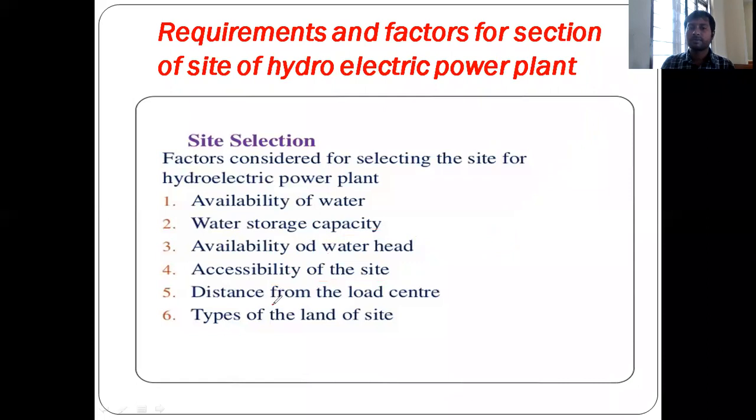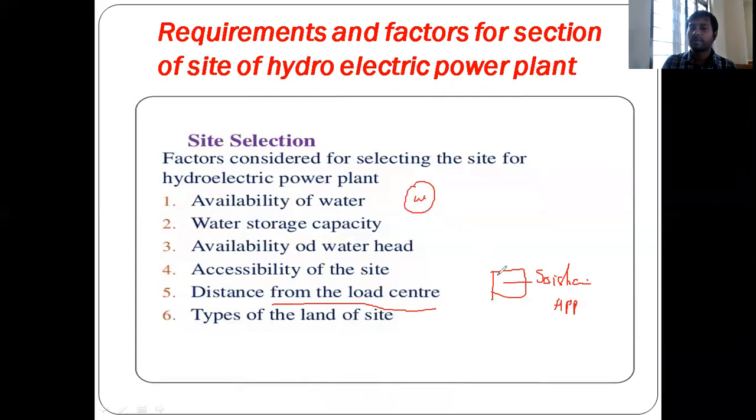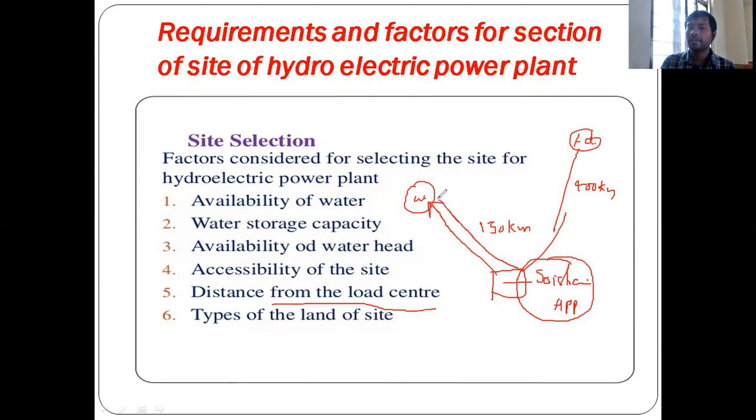And the next one is distance from the load centers. For example, this is Srisailam hydro power plant, and here Vanaparthi is available. Vanaparthi to Srisailam is approximately 150 kilometers, and Srisailam to Adilabad is approximately 400 kilometers. Nearby Srisailam there are villages like Vanaparthi and Nagar Karnool. So if you construct the power plant at Srisailam, nearby loads are available.